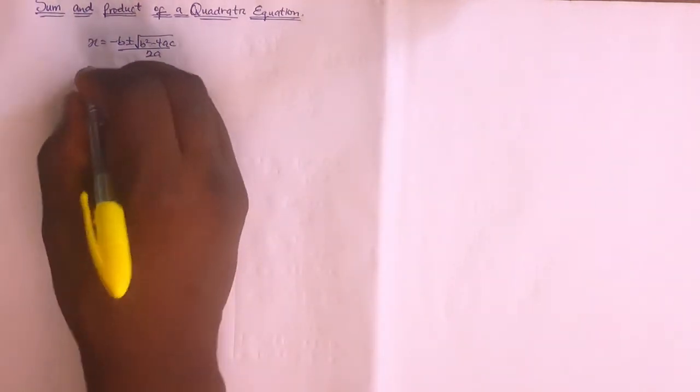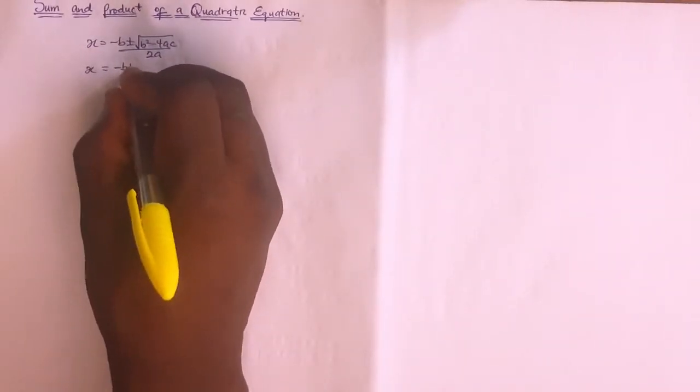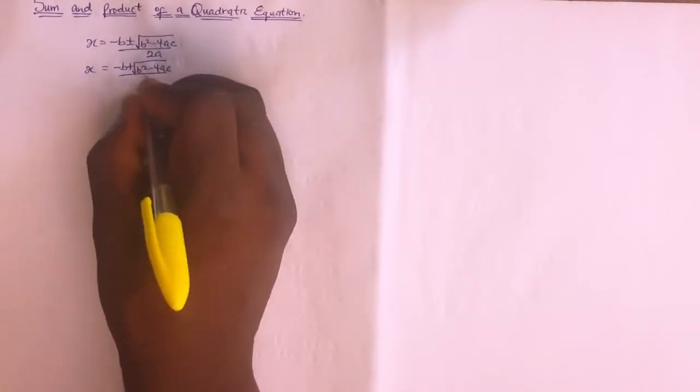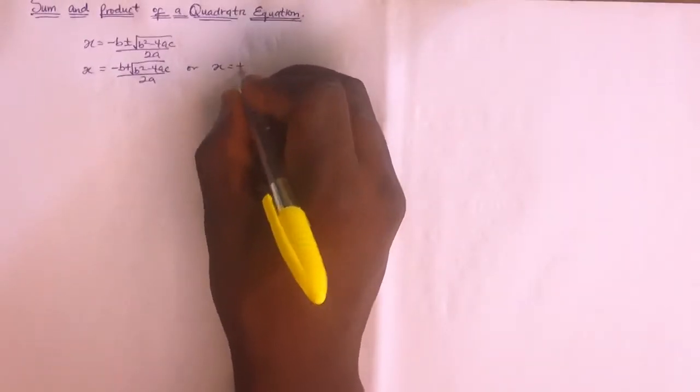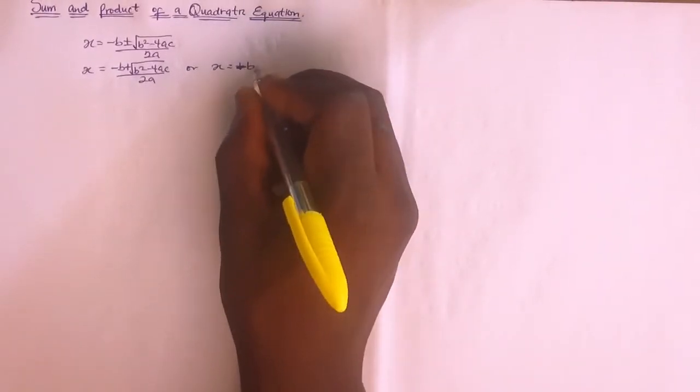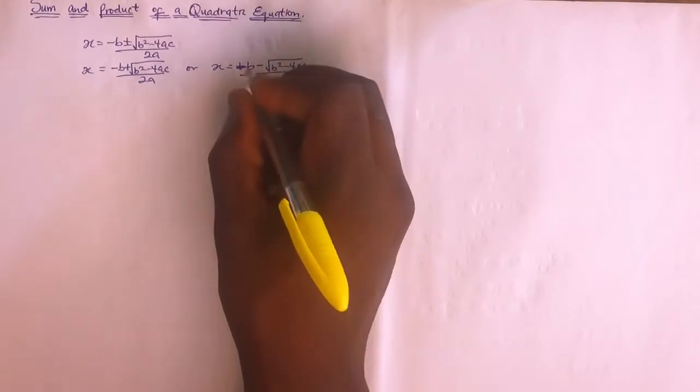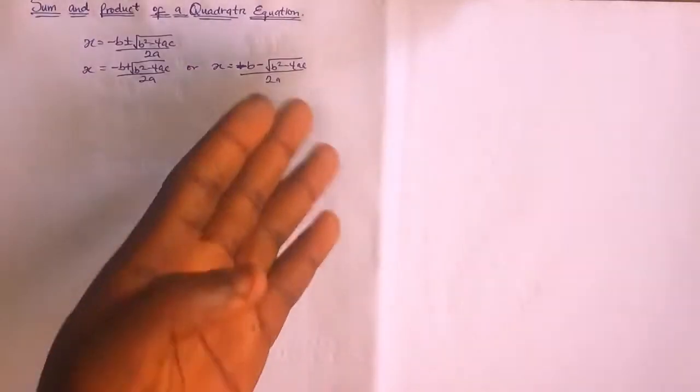So in this case I'm going to divide this formula into 2, because the quadratic equation is a polynomial of degree 2. So that I will have my x equals minus b plus root of b squared minus 4ac all divided by 2a, or x equals minus b minus root of b squared minus 4ac all divided by 2a. So x equals this or x equals this.